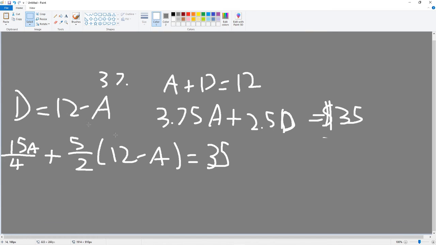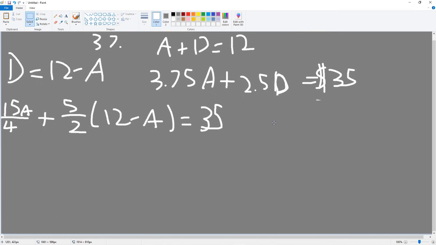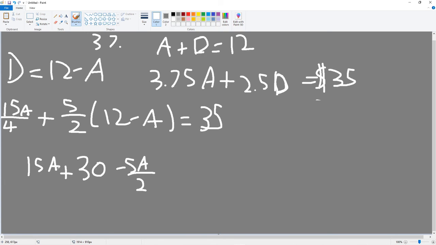Alrighty, let's move everything up a little bit more. Okay, remember this is d. Oh, this is terrible. Anyways, so 15a, let's distribute this. 12 and 2 makes 6, right? So 5 times 6 is 30, minus 5a over 2 plus 15a over 4 is equal to 35.